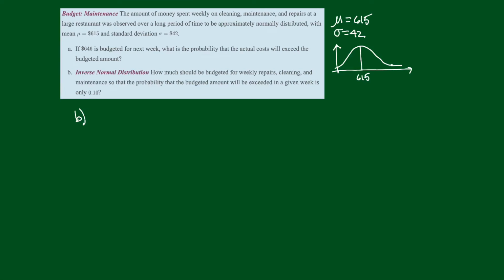Now here's part B. This is the inverse normal, all right? So how much should be budgeted for weekly repairs, cleaning, and so on, so that the probability that the budget amount will be exceeded in a given week is only 10%. All right, let's draw this.